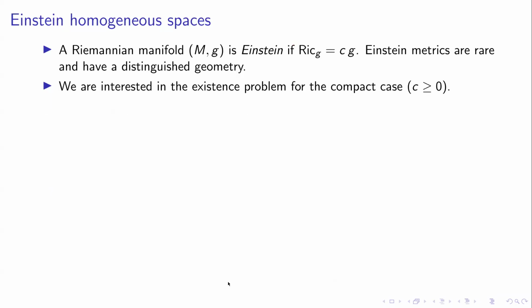Before the main theorem, let me recall some facts about Einstein homogeneous spaces. Everybody knows a Riemannian manifold is Einstein if the Ricci tensor is a multiple of the metric, and Einstein metrics are very, very interesting. They are rare and have distinguished geometric properties. Here we are interested in the existence problem in the compact case, where this C, which is the Einstein constant, is non-negative.